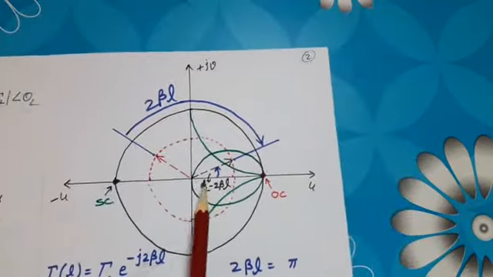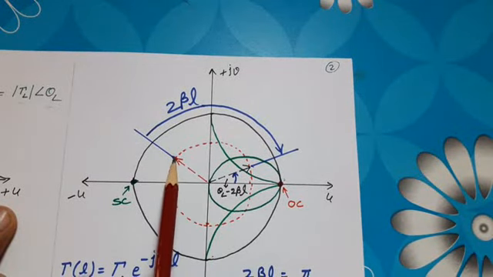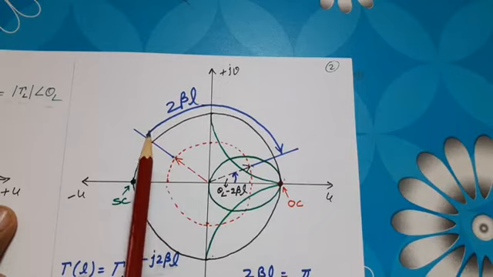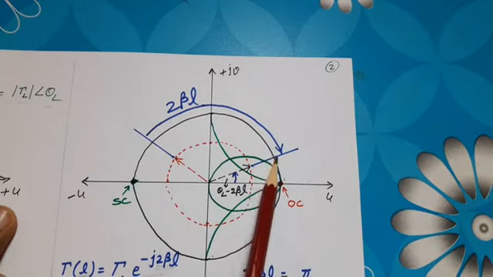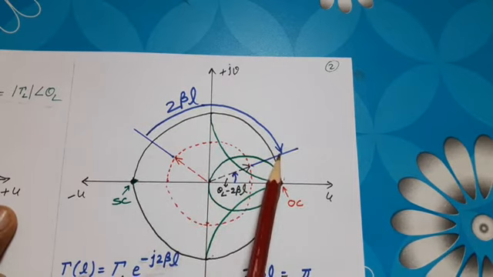Suppose the normalized load impedance is 0.8 plus j0.2, that is this point. Now if we read the graph for this point, then we get the reflection coefficient at the load end. But suppose now we want to find the reflection coefficient at any location small l from the load end. For this, we need a rotation of 2 beta l in the clockwise direction. Why clockwise? Because it is minus 2 beta l. The minus sign indicates the rotation is in the clockwise direction.